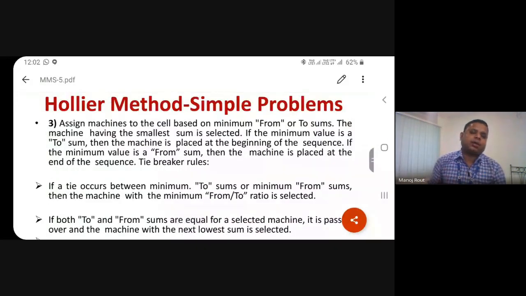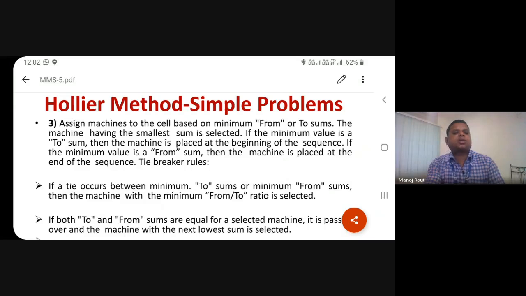So this is the second method in case of the Hollier method or simple problem. Assign machine to cell based on the minimum of the two sums. The machine having the smallest sum is selected. If the machine value is a to sum, then the machine is placed at the beginning of the sequence. If the minimum value is a from sum, then the machine is placed at the end of the sequence. If there is a tie, you can implement the tiebreaker rules.